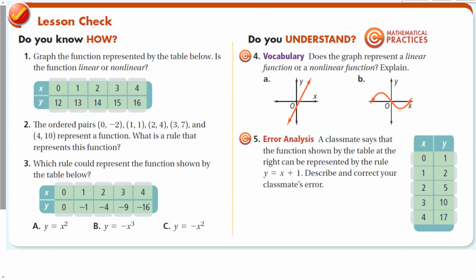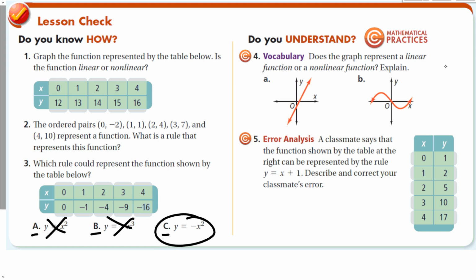Which rule could represent the function shown by the table below? So again, if I wanted to try to solve this, I've got to figure out which one of these functions actually works. They give you choices here, A, B, C. So 0 squared is 0, negative 1 squared is positive 1. That's out. Negative 1, 0 to the third is 0. Make it negative, it doesn't matter. 1 to the third is 1. Make it negative. 2 to the third is 8. So that one doesn't work. So my answer is C.